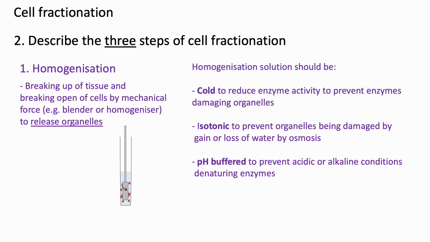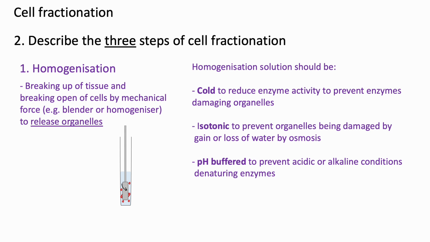The solution needs to be isotonic. That is, it needs to be an equivalent water potential to your organelles, because you do not want your organelles to gain or lose water, which would cause damage. So isotonic to prevent organelles being damaged by gain or loss of water by osmosis. And finally, that solution needs to be pH buffered. It needs to be maintained at a fixed pH. And that's to prevent denaturing of enzymes in the organelles that are important for the organelle function.